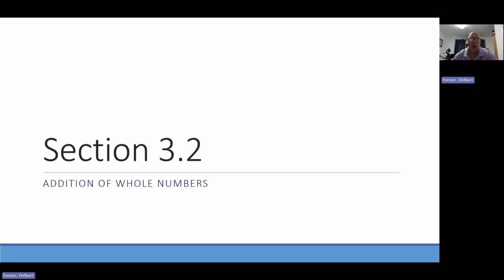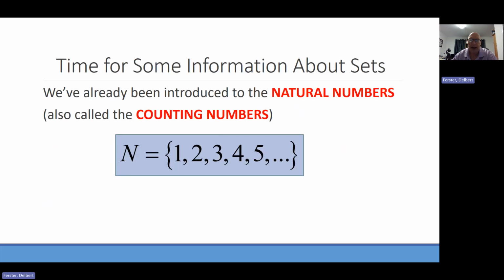All right, welcome to section 3.2. You and I will now begin adding. Well, we've already talked about the natural numbers. Some of you might have heard these called the counting numbers, because when you count items, you start with 1. You don't start with 0. So that is the natural numbers, and we've met this set before. If you want, you can also call it the counting numbers.